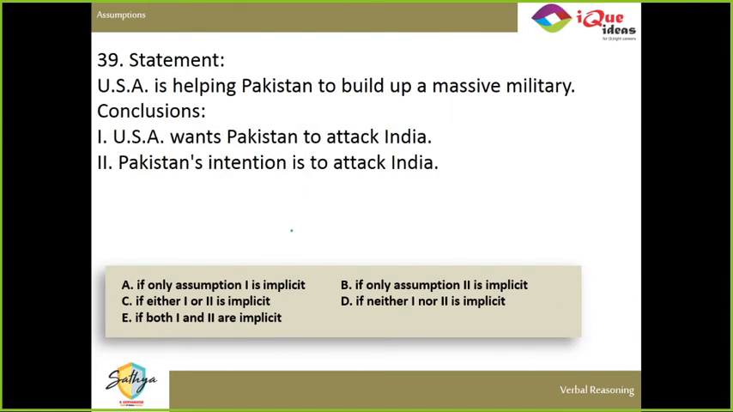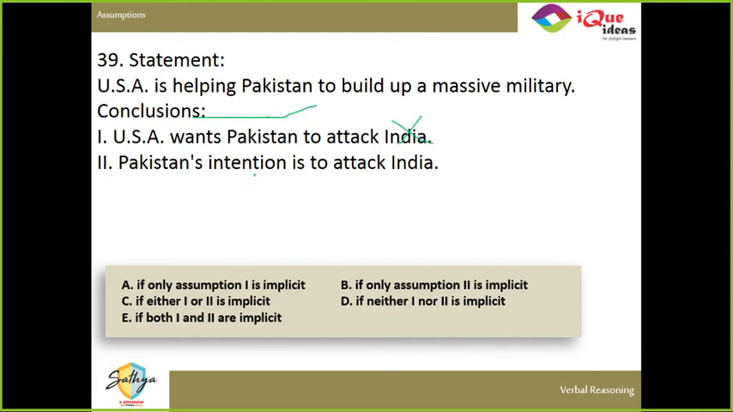USA is helping Pakistan to build up a massive military. Do we say USA wants Pakistan to attack India? If US is helping Pakistan to build up a massive military, does that mean that USA wants Pakistan to attack India? Not necessary. The military could just be to defend itself. Right? India बीच में कहाँ से आया?